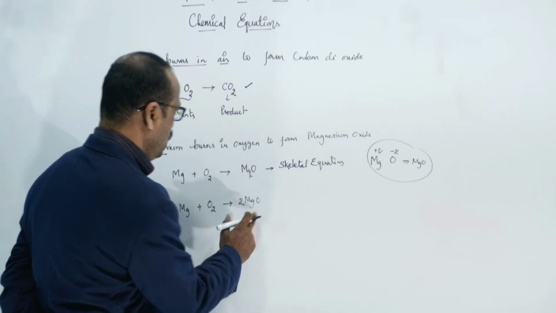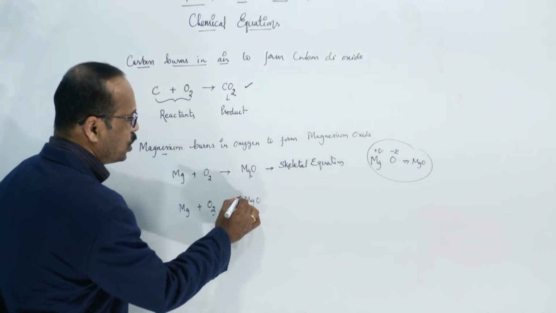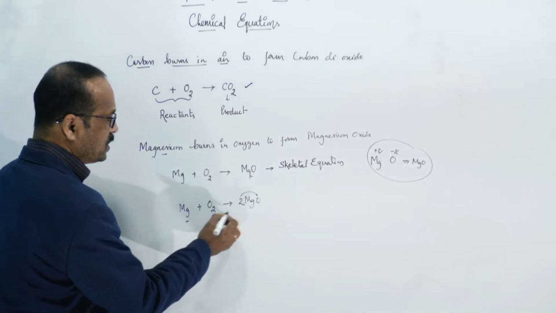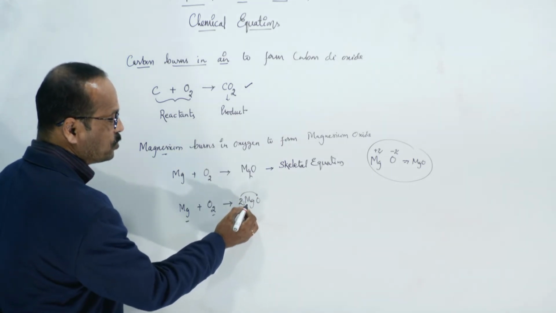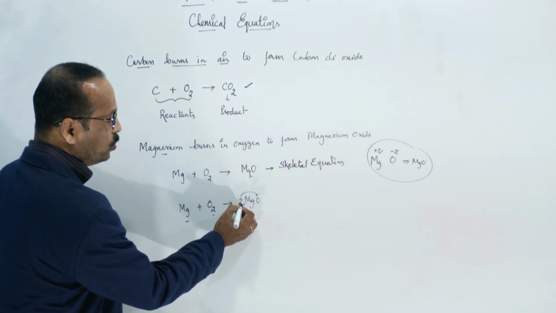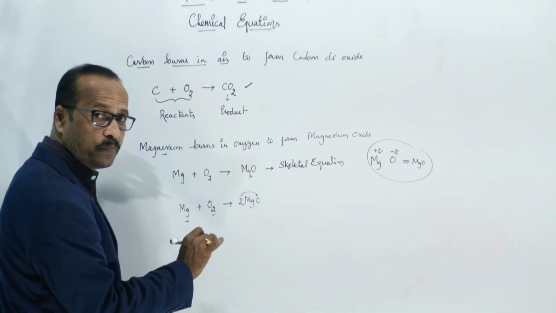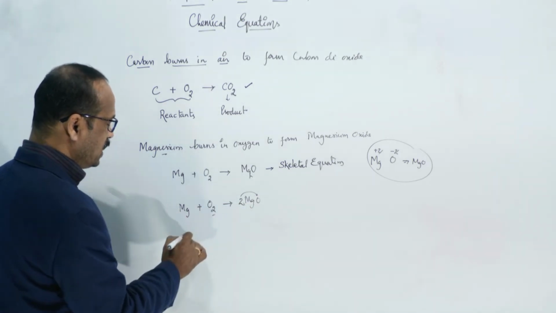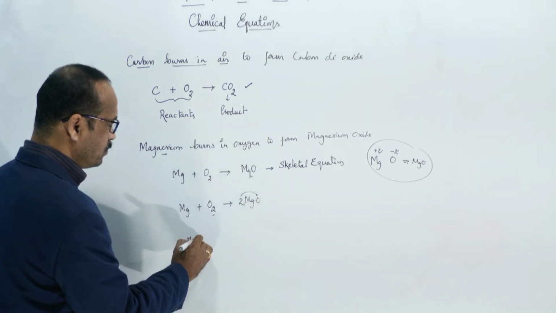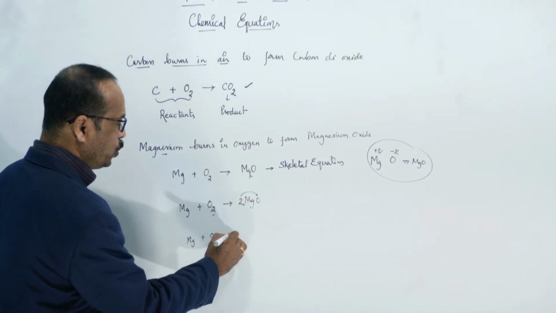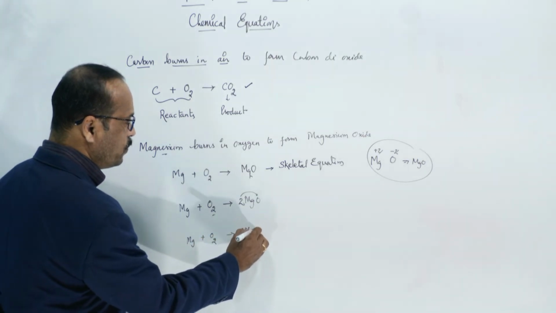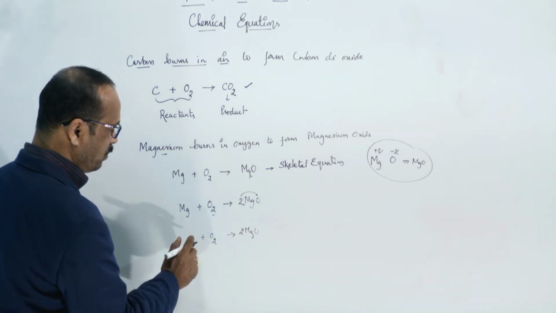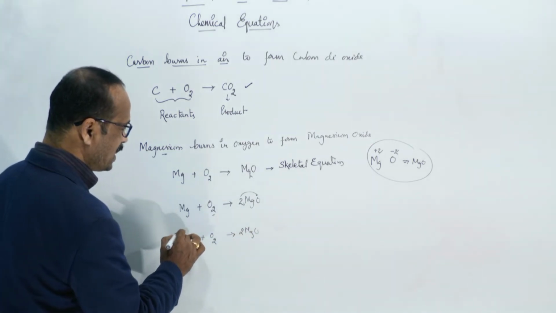Now 2 oxygens, 2 oxygens, balanced. But if you see the magnesium, here one magnesium is there, and we kept 2 in front of magnesium oxide. So this 2 means that magnesiums are also 2, right? So I have to balance: here 2 magnesiums are there, but here only 1. So in the next step, Mg plus O2 gives rise to 2 MgO. Here 2 oxygens balance, but here 2 magnesiums and there only 1 magnesium, so write 2 here.